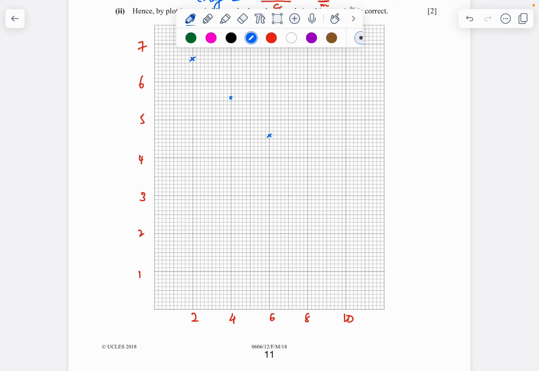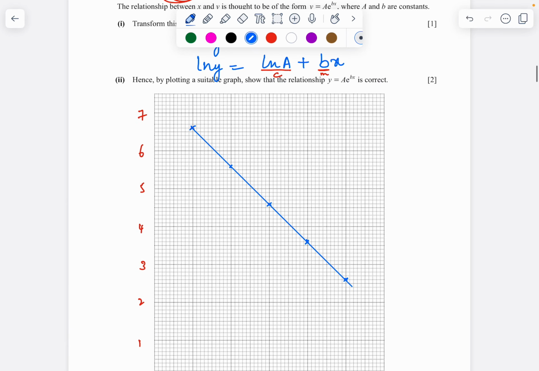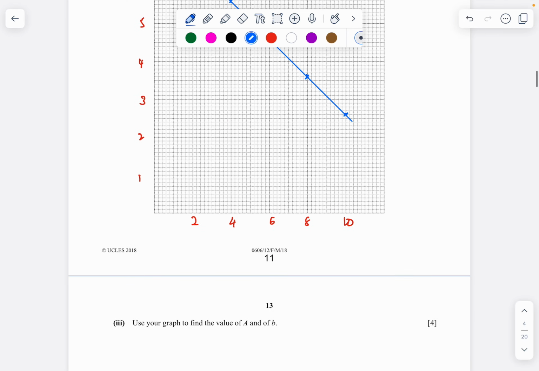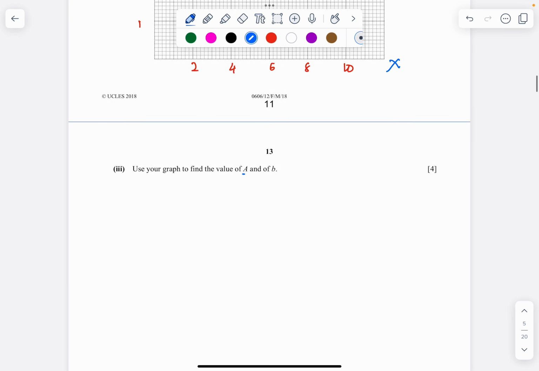Then 8 is 3.61, so 8 is 3.6, and 10 is 2.6. Oh, sorry, 2.6, not 1. So here is the graph. All right. And don't forget to label the axis. All right. Use your graph to find the value of A and B.